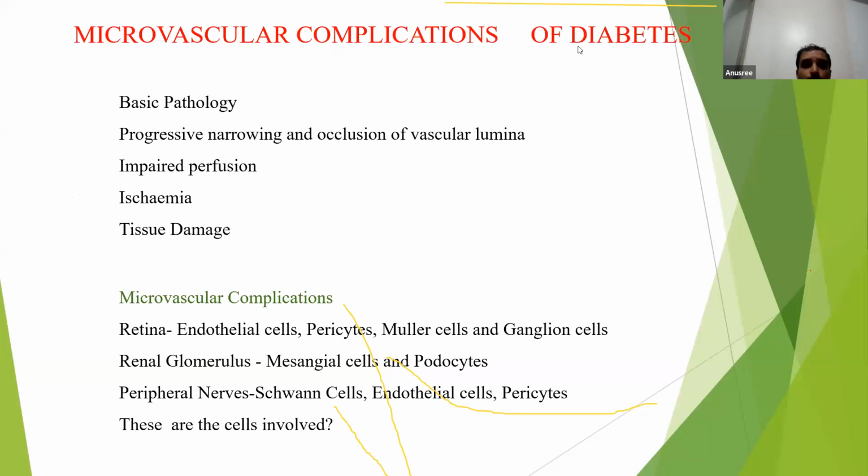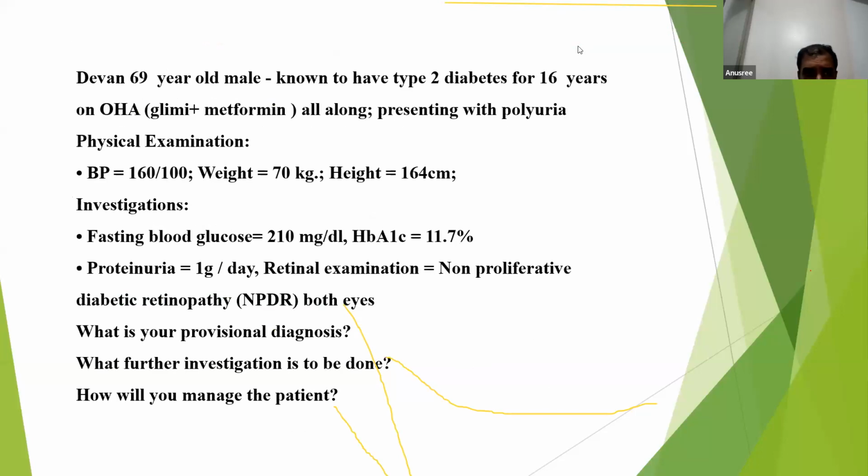Now we will be going through the microvascular complications of diabetes. The basic pathology for all the microvascular complications remains the same. That is, there is progressive narrowing and occlusion of vascular lumina. There will be impaired perfusion, ischemia, and tissue damage. In the retina, the cells affected are endothelial cells, pericytes, Müller cells, and ganglion cells. In the kidney, it is mesangial cells and podocytes. And in peripheral nerves, Schwann cells, endothelial cells, and pericytes are involved.